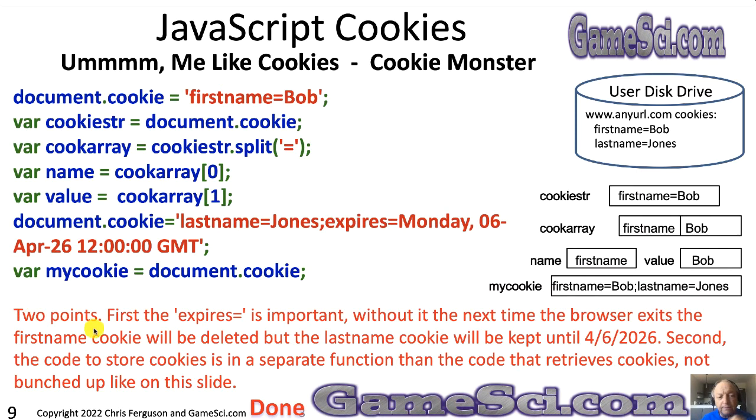2 points before I leave. First, the expires equals is important. Without it, the next time the browser exits, the first name cookie will be deleted and the last name cookie will be kept until April 6, 2026. Second, the code to store cookies is a separate function than the code that retrieves the cookies, not bunched up like on this slide. I don't normally store a cookie and then immediately retrieve it. I have, say, one function that stores the cookies for me, and then a separate function that retrieves the cookies.